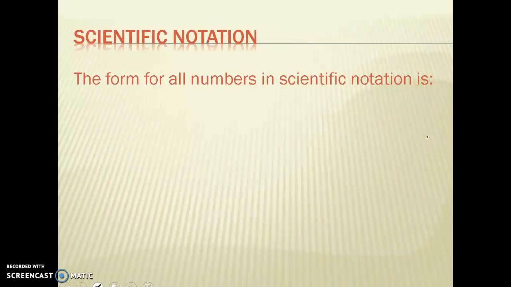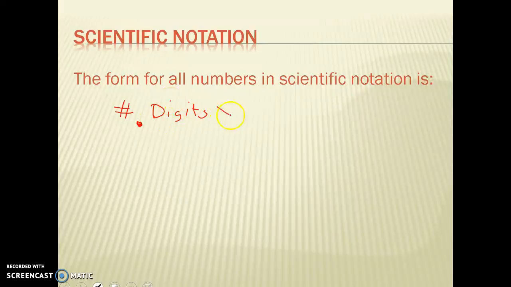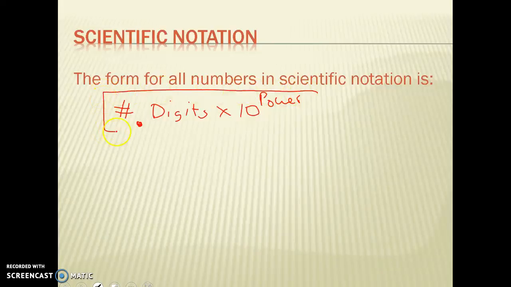So the form for all numbers in scientific notation is simply going to be a number, a digit from 1 through 9, followed by a decimal point and the rest of the digits. And then it's always going to be times 10 to a particular power. We're going to talk more about what this looks like in a little bit, but this is something you might want to write down so that every time you write a number in scientific notation, it starts with a digit from 1 through 9, and then the decimal point and the rest of the digits.